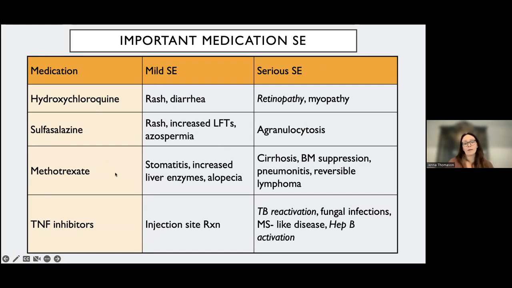Methotrexate, again, old faithful, but we always counsel people about the risks. It is a chemotherapy, so they're at risk for oral ulcers, risk for hair loss, risk of liver toxicity, also bone marrow depression and suppression, and rarely pneumonitis. And TNF inhibitors, they tend to be very, very safe medicines.